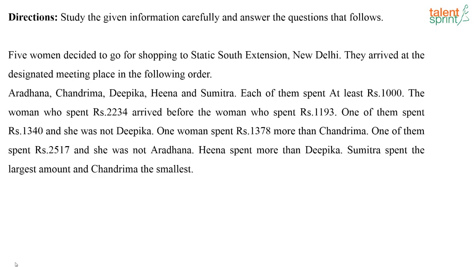Next one. This is your next set. There were 3 questions following this set. So what is given here? You have people who go for shopping and they are arriving at a meeting place in the following order. The amount that each one of them spends is given, and based on that you have to solve the questions that follow. So try this out and arrange the people according to their name and how much they spend.